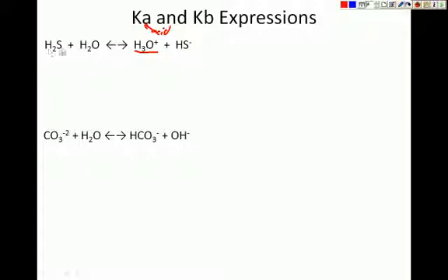So again, H2S is aqueous, H2O is a liquid, H3O+ is aqueous, and HS- is also aqueous. Okay, so since H2O is a liquid, we don't put it into our Ka expression. So when we write our Ka expression, it is products over reactants, the concentration of products over the concentration of reactants.